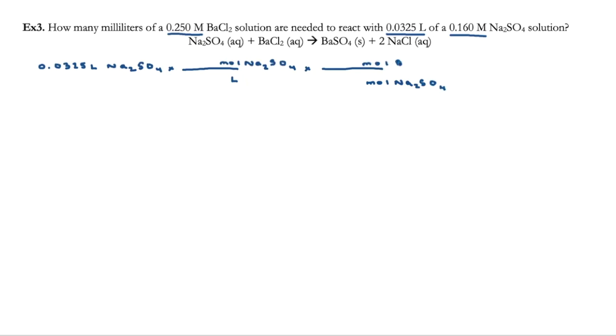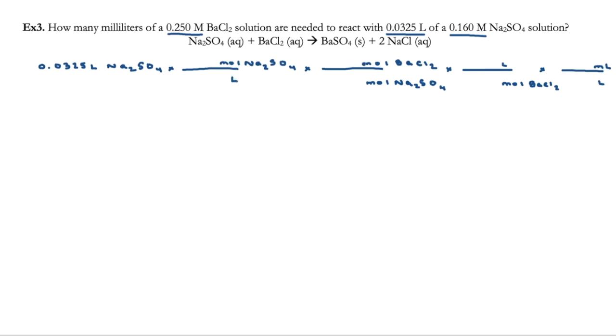Now I'm in moles of barium chloride, which is great, but I don't want to be left in moles of barium chloride because I want to get into milliliters eventually. So I'm going to put moles of barium chloride on the bottom, and I'm going to put liters on the top. Now I'm in liters. Don't want to be in liters. I want to be in milliliters. So I'm going to put liters on the bottom and milliliters on top. That was a very long conversion problem. However, we can do it.